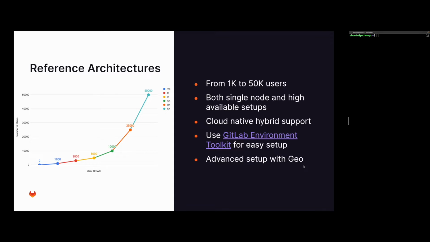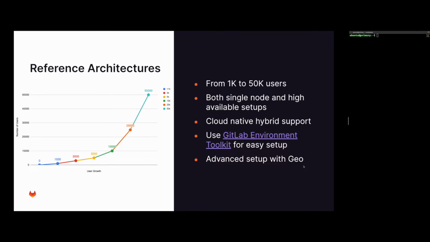We also support cloud native, so we support installations on Kubernetes, but it's a cloud native hybrid support because not every single component is suitable to run in a Docker container or in a Kubernetes cluster. These components specifically are the stateful components like the database, Redis, and Gitaly. For the database and Redis, it's easy to use, for example, the AWS or Google Azure services that are available. For Gitaly, you still need to set up a different environment.